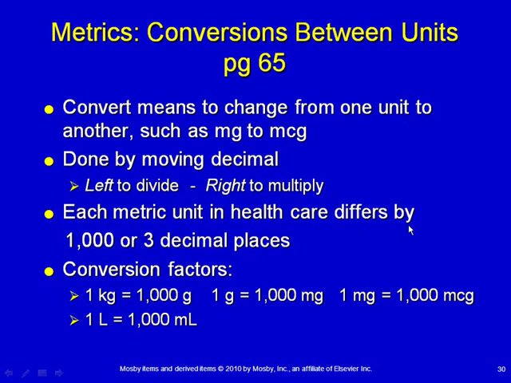Each metric unit in healthcare that we use differs by about 1,000, or 3 decimal places. To go from a kilogram to a gram, you can see we move the decimal place 1, 2, 3 to the right. To go from a gram to a milligram, again we move it 3 to the right. 1, 2, 3. To go from a milligram to a microgram, we move it 1, 2, 3. From a liter to a milliliter, you would take the decimal and move it 1, 2, 3.